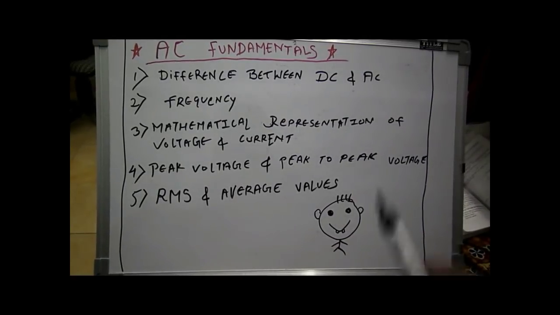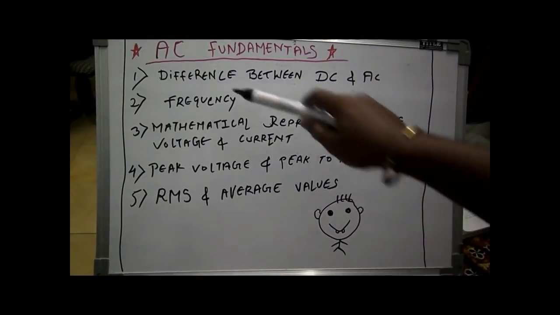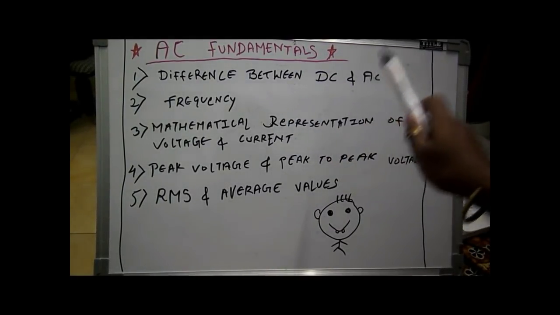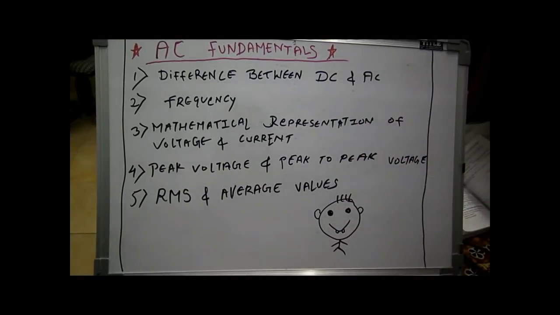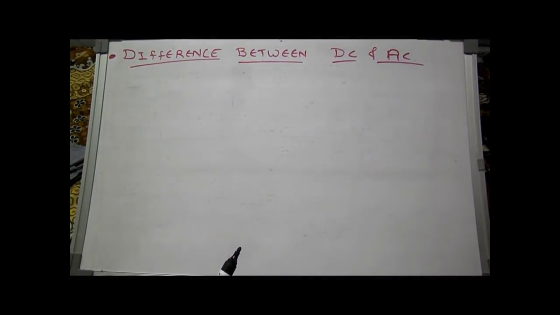I have divided this video into 5 topics. First is the difference between DC and AC. Then frequency. Then we will see the mathematical representation of voltage and current in AC. Then we will see what is peak voltage, and what is peak to peak voltage and current. Then we will move on to know what is RMS and what are average values. So friends, let's now move on with the difference between DC and AC with the first point.